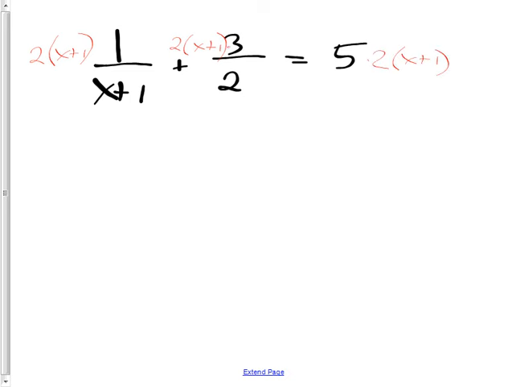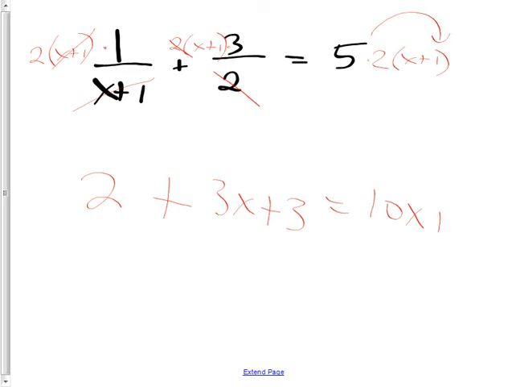So I'm going to multiply this. I'm going to multiply this. Okay. Cancels. 2 plus cancels. 3x plus 3 equals 5 times 2 is 10x. And then you distribute that. 10 times 1 plus 10. And then we just have to solve that down. So 3x plus 5 equals 10x plus 10.